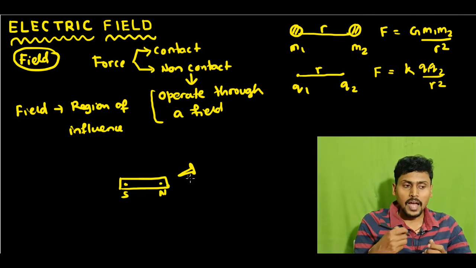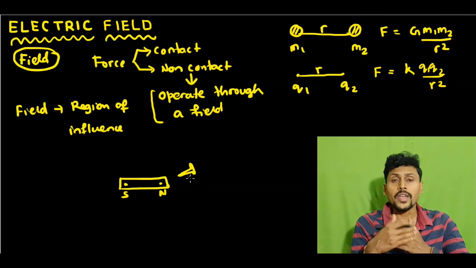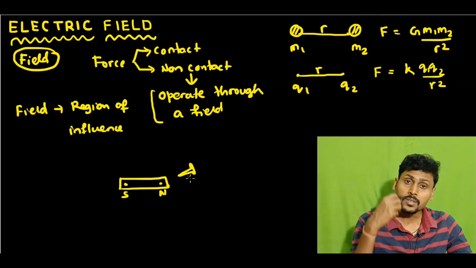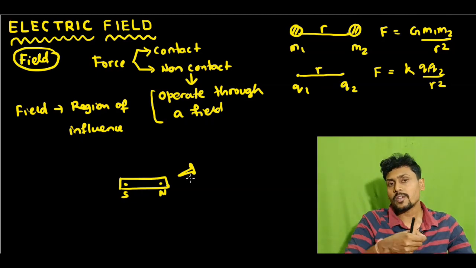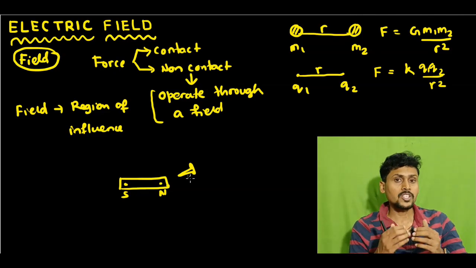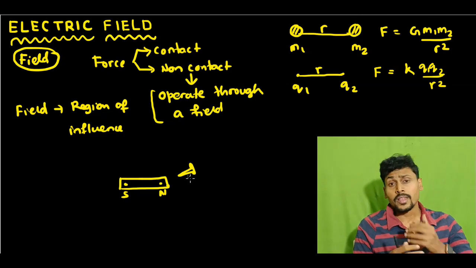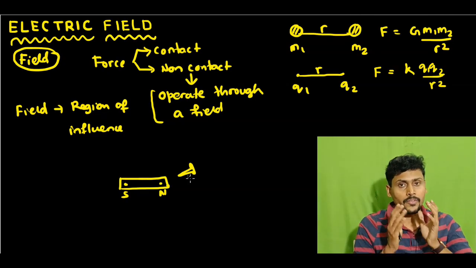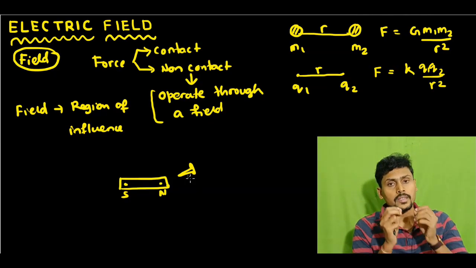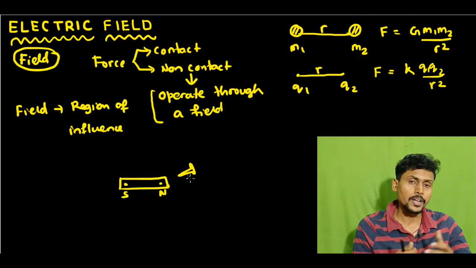If you take the iron nail away from the magnet, you will experience that the magnetic force is gradually decreasing. When the iron nail is close to the magnet, its attractive force is larger. But when you take the iron nail away from the magnet, the force with which the magnet is attracting the iron nail will reduce. So we can say that the influence of the magnet is stronger near it, but as we move away from the magnet, its effect will reduce.